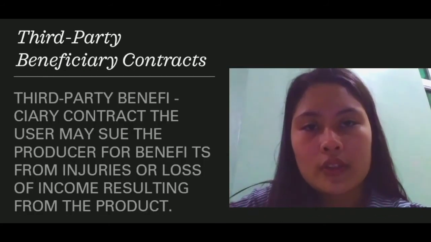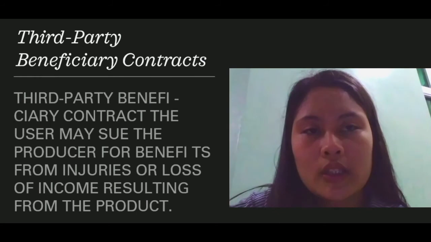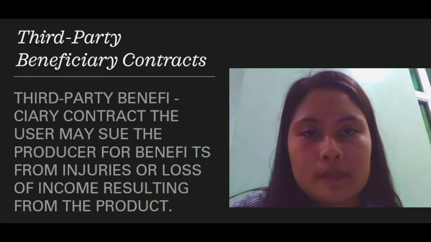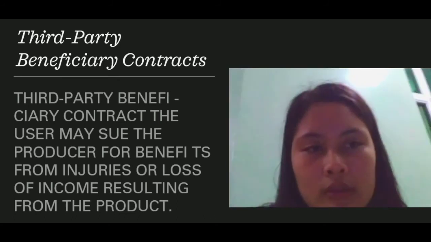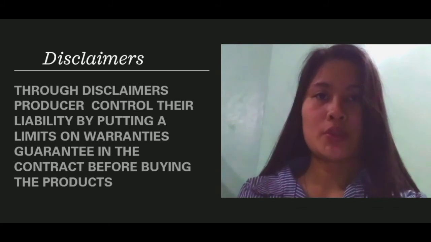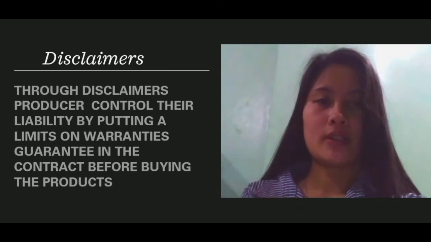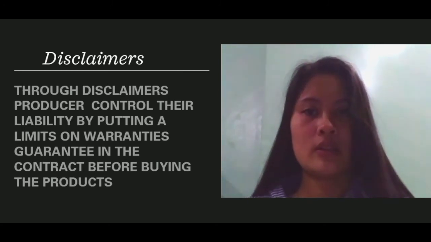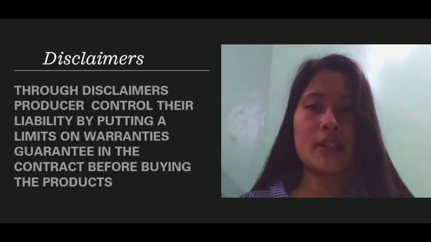Third, beneficiary contract, meaning it is a contract that can be used if something happens to the user because of the product, but it is rarely found valid in courts. Through a disclaimer, producers control their liability by putting a limit on warranties guaranteed in the contract before buying the product.